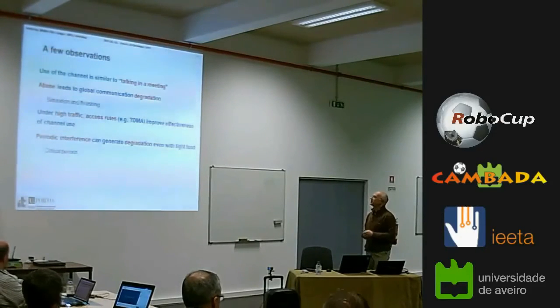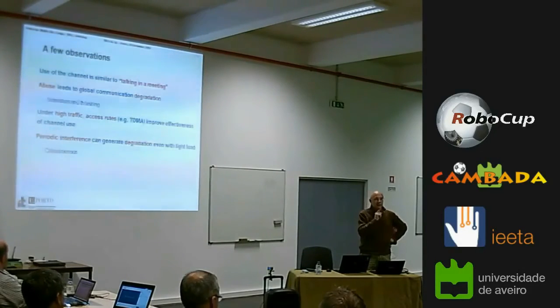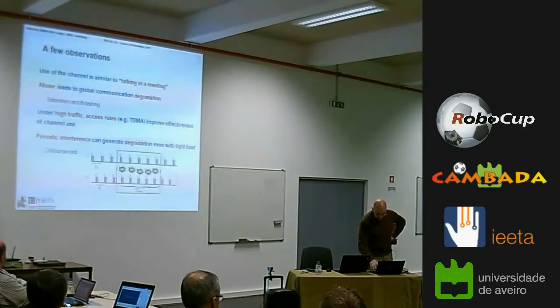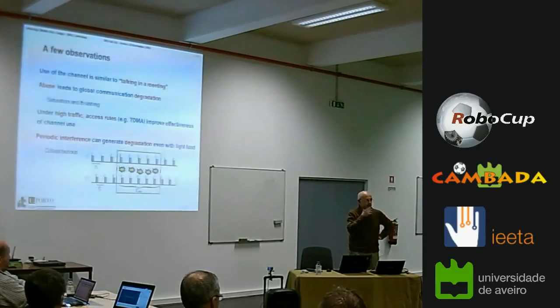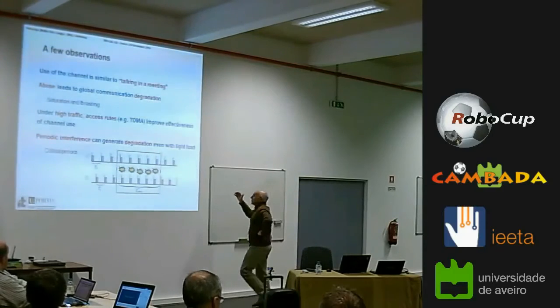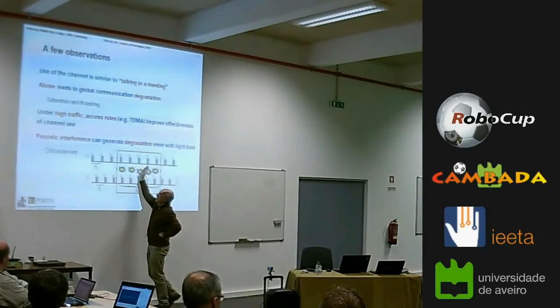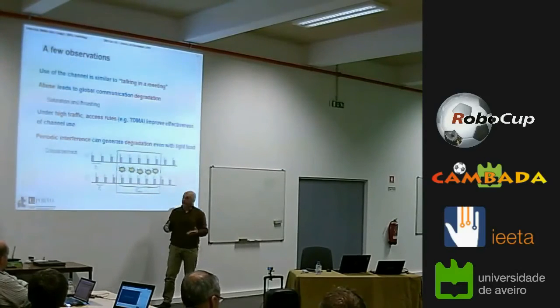So it's very effective. But it's very interesting as well to see that sometimes we have periodic interference patterns that cause degradation even with light loads. And this is very interesting to understand why. I think this is very common in scenarios where the robots actually have to share state to collaborate. So imagine that we have some robots sharing state with a given period, and other ones with a period that is kind of similar but not exactly the same.